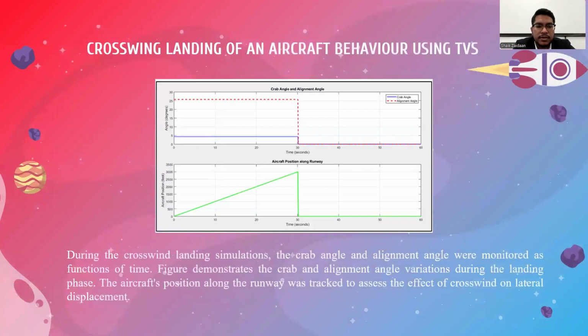The last graph talks about crosswind landing oscillations, the yaw angle and the yaw alignment angle as a function of time. The results confirm that the trimmable vertical stabilizer effectively reduces the yaw angle, enabling more precise alignment with the runway, especially under crosswind conditions. Now, you may ask, what is yaw angle? The yaw angle is between the long axis of the aircraft and the center line of the runway, so that both are aligned. And for the alignment angle variation during the landing phase, the aircraft position along the runway was tracked to assess the effect of crosswind on the lateral displacement.